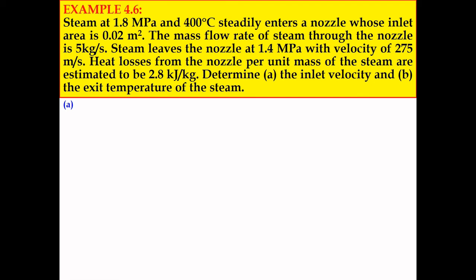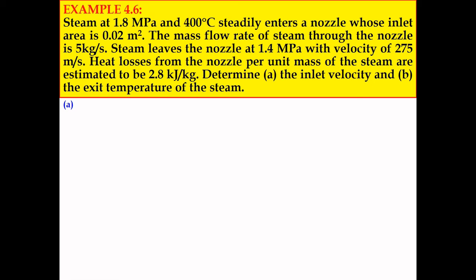Example 4.6, the example for a nozzle. Steam at 1.8 megapascal and 400 degrees Celsius steadily enters a nozzle whose inlet area is 0.02 meters square. The mass flow rate of steam through the nozzle is 5 kg per second. Steam leaves the nozzle at 1.4 megapascal with a velocity of 275 meter per second. Heat losses from the nozzle per unit mass of the steam are estimated to be 2.8 kJ per kg. Determine A, the inlet velocity, and B, the exit temperature of the steam.